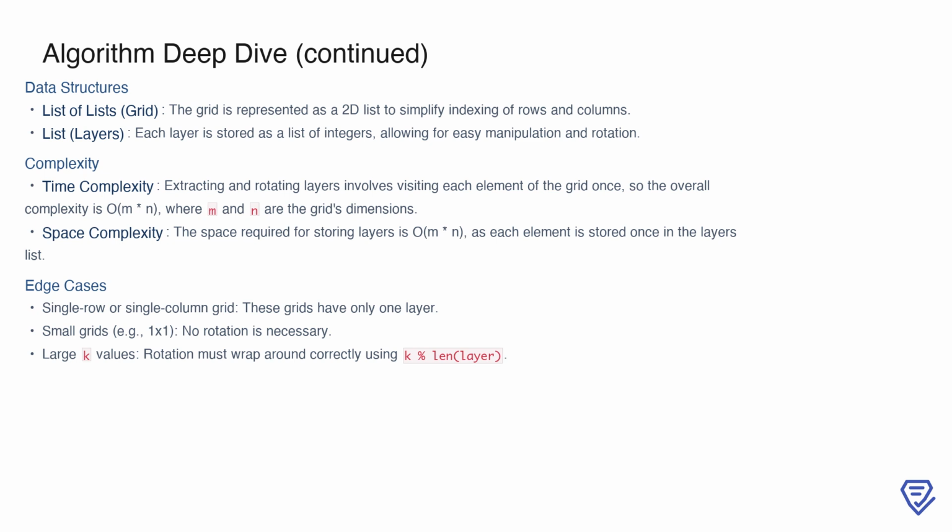There are a few key insights to note here. First, the distance of a layer from the edge determines its index, with the outermost layer being index 0. Next, instead of performing k individual rotations, we optimize by calculating k modulo the length of the layer, reducing computational effort. Finally, by reconstructing the grid in place, we avoid creating additional grid structures, which helps save memory and improve space efficiency. Let's now look at the data structures and complexity of this approach.